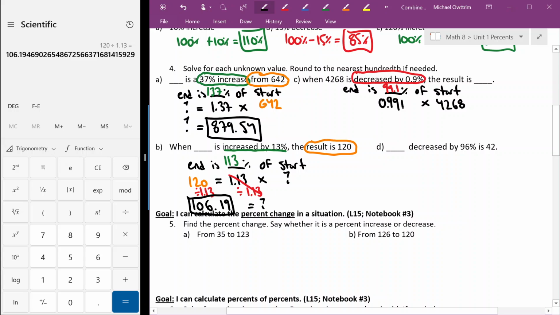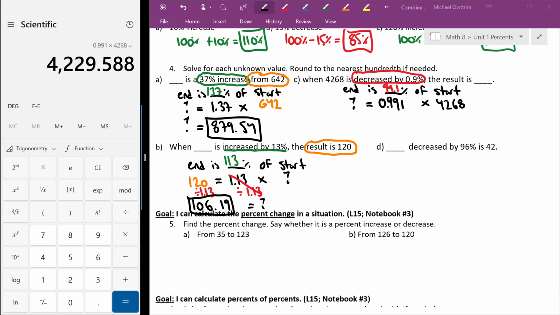We'll convert this to a decimal. Is means equals, and our end number is unknown. So we have a calculation to do here: 0.991 times my 4,268. And that should give me 4,229.59 rounded to the nearest hundredth. Let's clean up that line a bit.